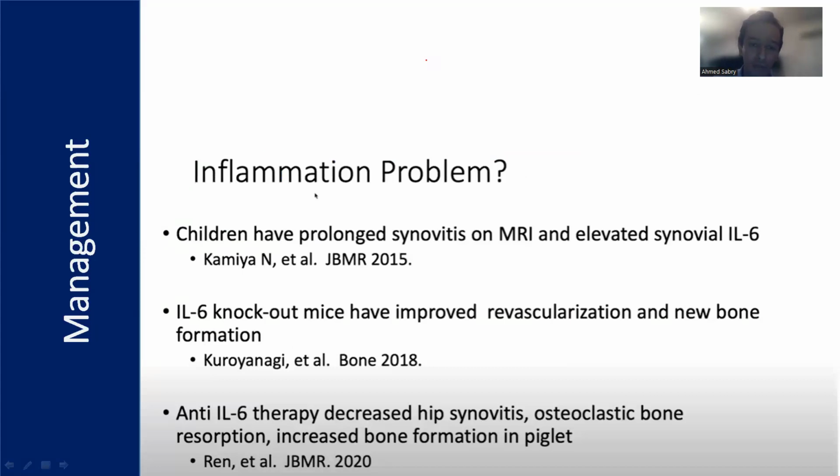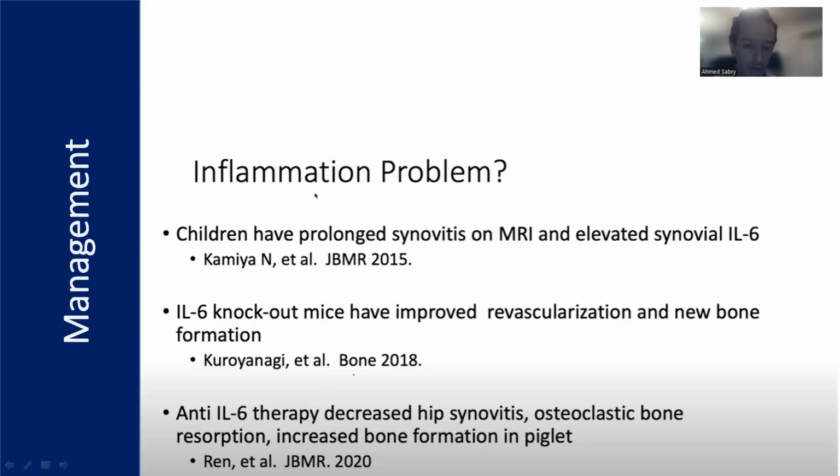Also, some other papers talked about whether Perthes disease is actually due to an inflammation problem. A study done in 2015 said that children have prolonged synovitis on MRI and elevated synovial interleukin-6, which they suggested could be one of the causes. Or if we control this, then the advancement of the disease can be contained.